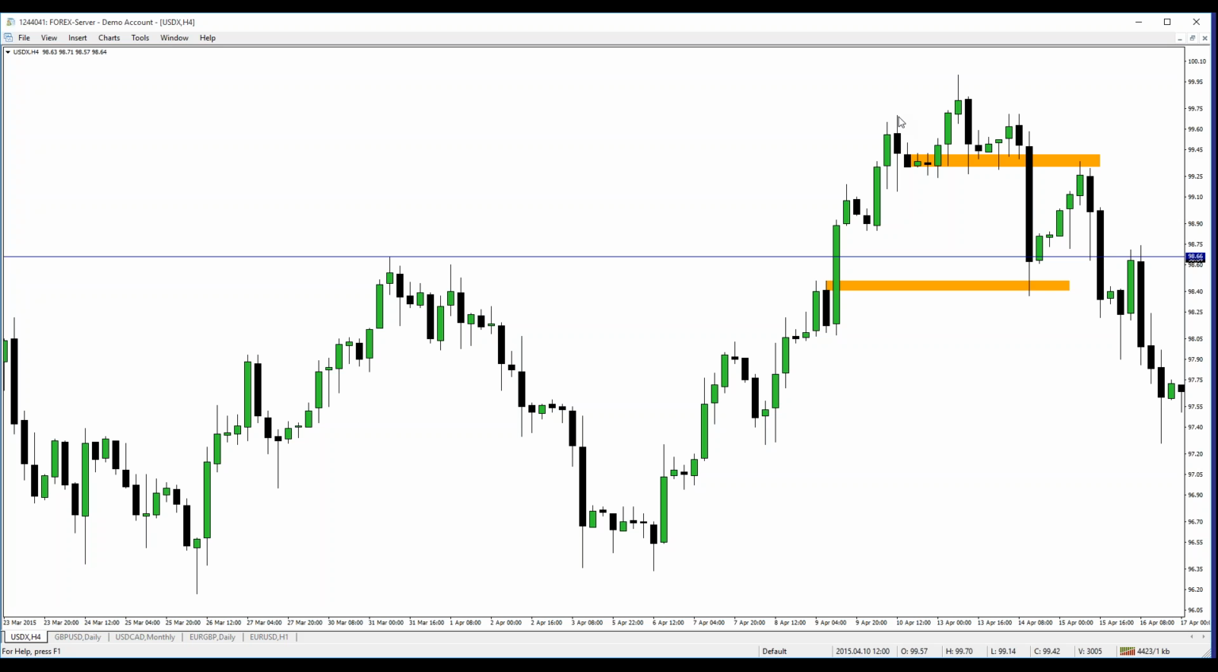Well, that means when it's running up here like this, maybe get short. Maybe look for a smaller time frame, 15-minute turtle soup over in here. Expect an unwillingness to continue higher.